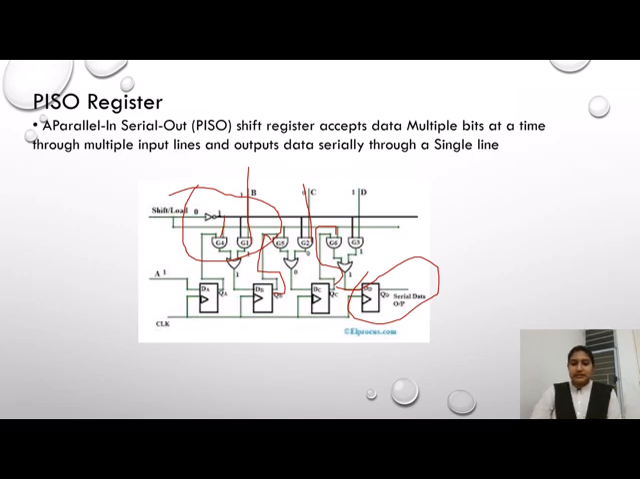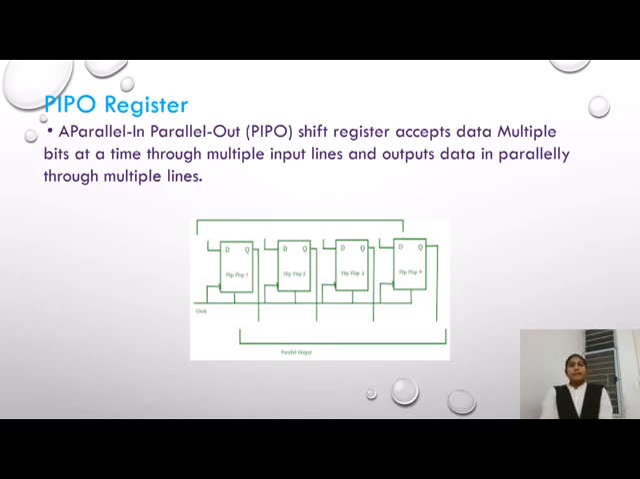We'll see the next register, PIPO register. A parallel in, parallel out shift register accepts data multiple bits at a time through multiple input lines and outputs data parallelly through multiple lines. If we see SISO, SIPO, and PISO, these are the opposite: either both are serial, or one parallel and one serial. Here in PIPO, both input and output are parallel.